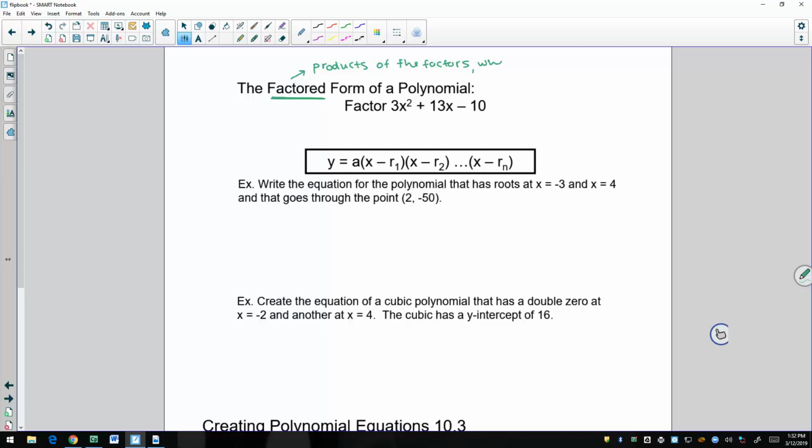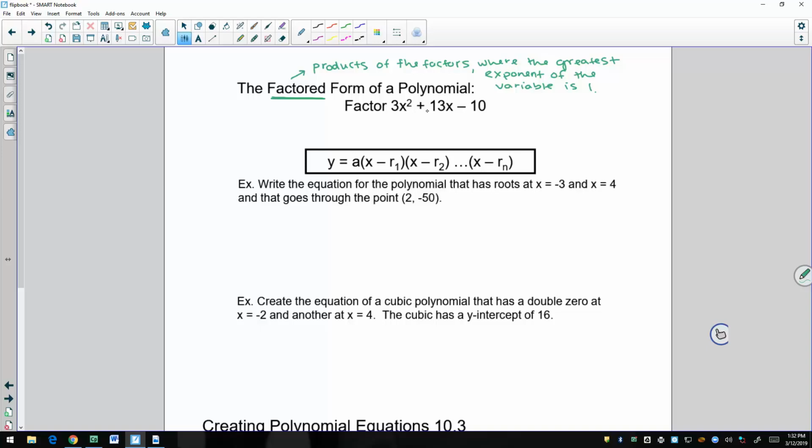So products of the factors where the greatest exponent of the variable, it's usually x, but it doesn't have to be, is 1. So if you have an x squared that's left, that means you're not done. You can factor it further. If you have x cubed, that means you're not done. You can factor it further. So this is the factored form, the general form of any polynomial.